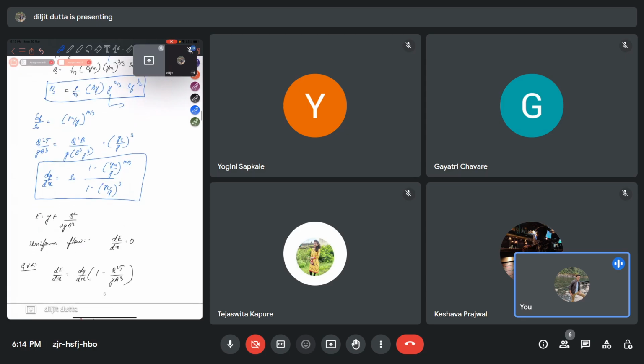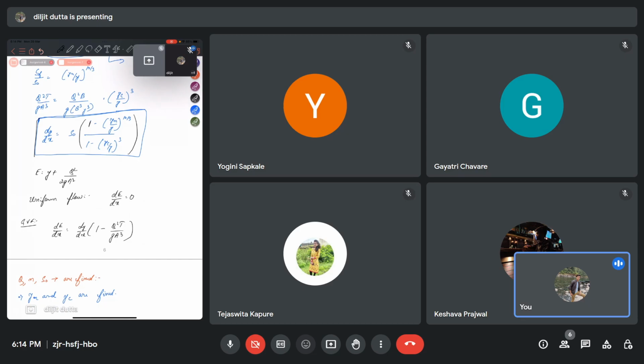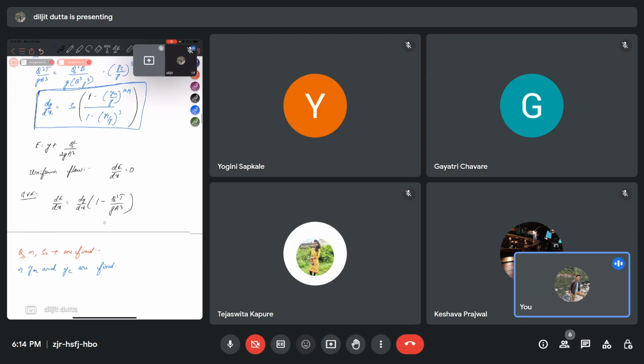If we substitute this formula in the dynamic equation, we will get this final formula, that dy by dx is s naught into 1 minus yn by y to the power 10 by 3, divided by 1 minus yc by y to the power 3. So this is the basic equation that we will be using to get the different slope types and different types of gradually varied flow. So let us see through that.